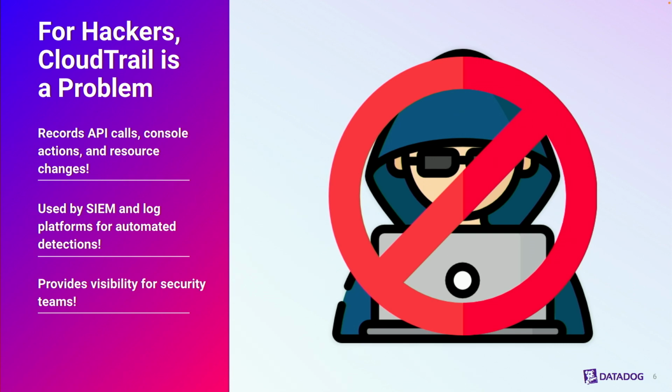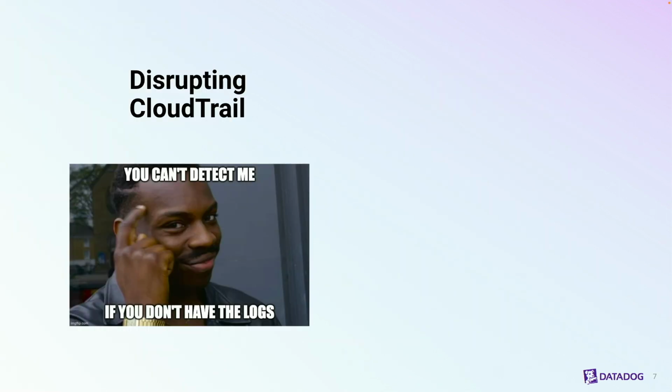In the event that we can gain a foothold in an AWS environment and either escalate privileges or simply steal credentials with sufficient privileges, we can attempt to disrupt CloudTrail, trying to disable its setup in the account, deleting the logs after the fact, and things like that.